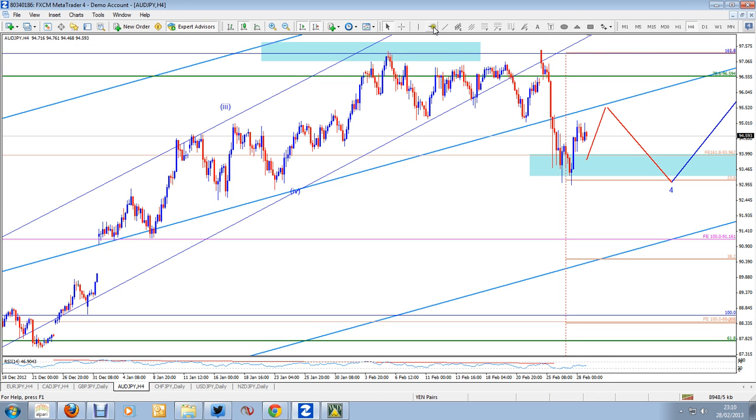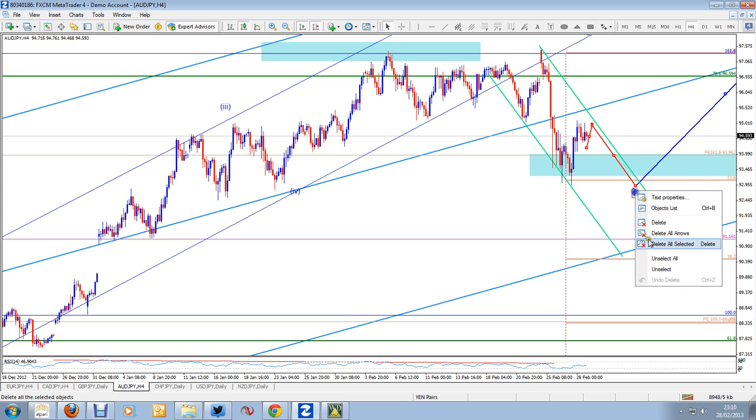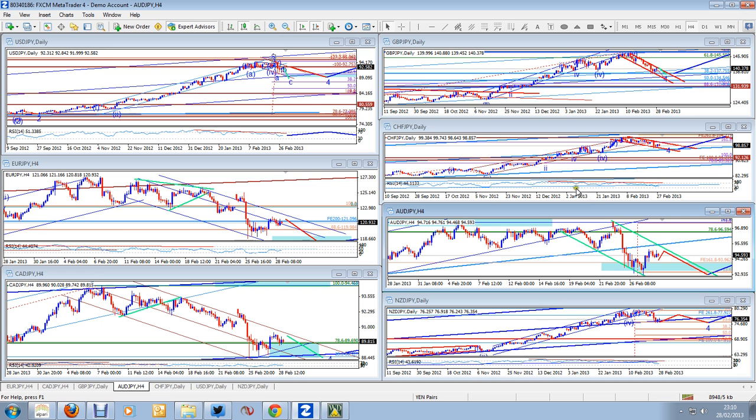And because of the way the current waves are formed, it is difficult to actually draw a downtrend line or channel, but you can see just about where this is looking like it might form a downtrend channel, something like that. Okay, so that's the Aussie yen, again looking for further weakness.